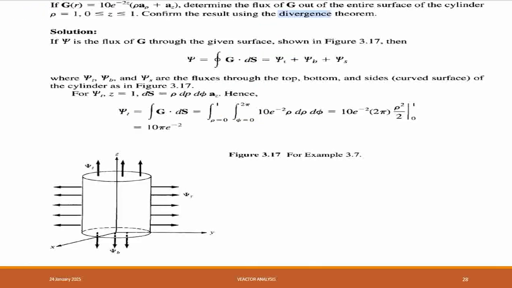Now come to another example. If the vector G is given, determine the flux of G out of the entire surface of the cylinder where rho and z are defined. Z will vary from 0 to 1 and rho is given as 1. Confirm the result using the divergence theorem. So if psi is the flux of G, how can I get this flux? It's a closed integral of G dot dS, isn't it?